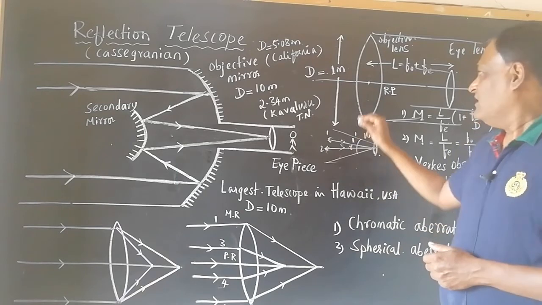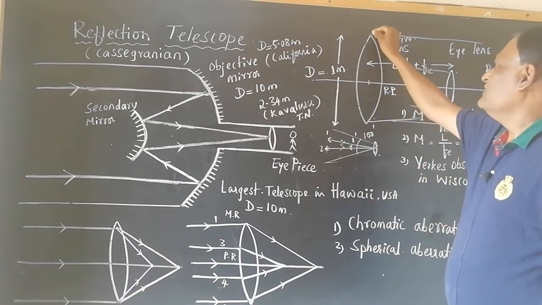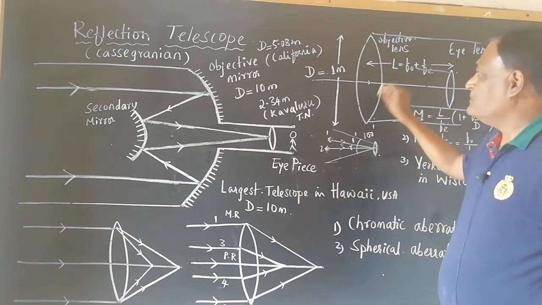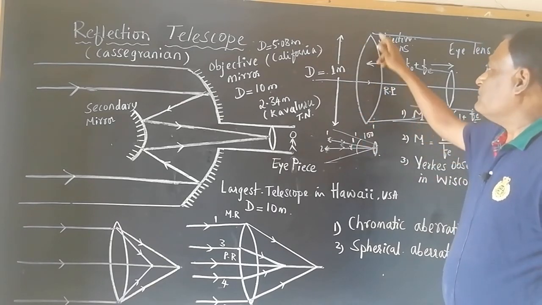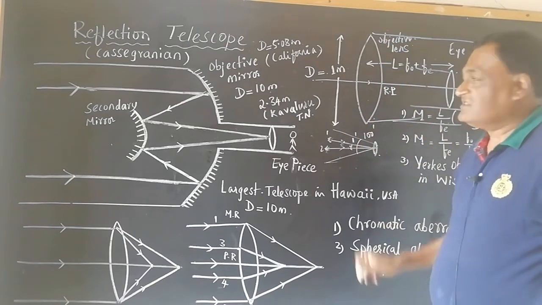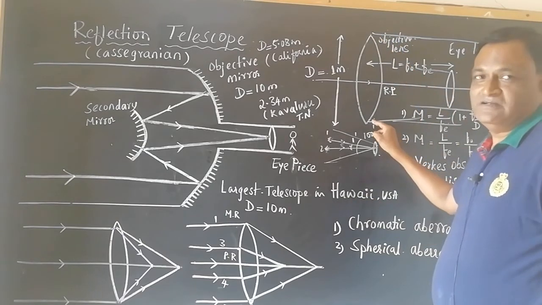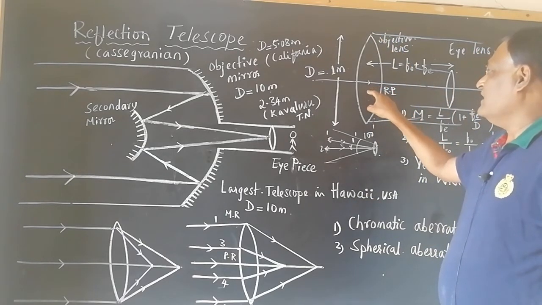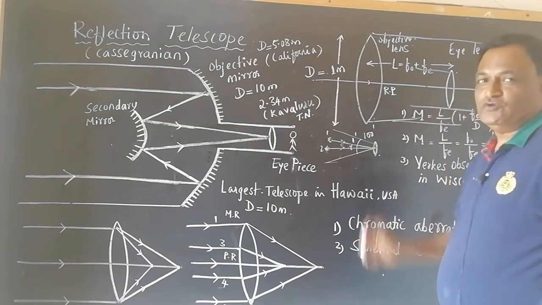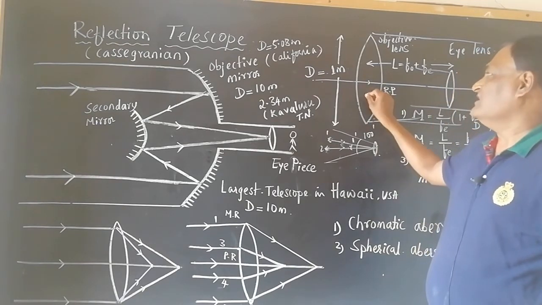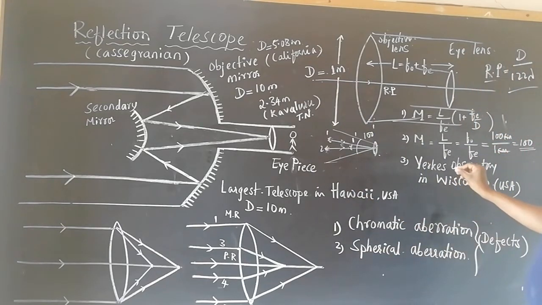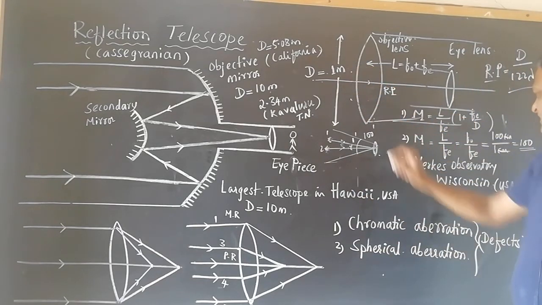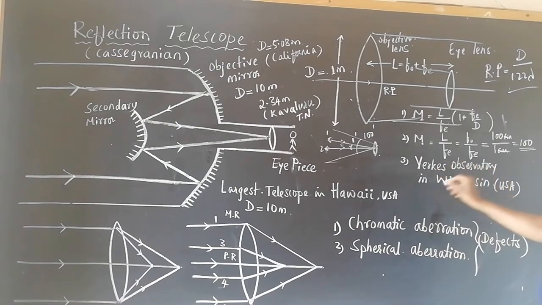This is the difficulty with the objective lens of large aperture. Supporting the large lens on its edge, due to its own weight, the lens may collapse into the tube. This is the difficulty. Hence the largest telescope has a diameter of the order of 1 meter, at the Yerkes Observatory in Wisconsin, USA.